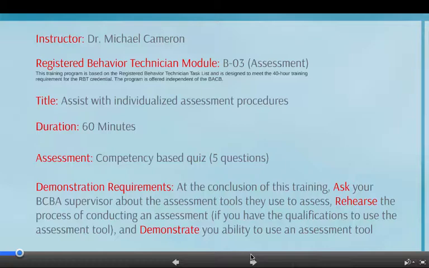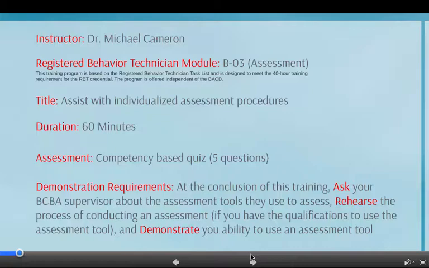designed to meet the 40-hour training requirement for the Registered Behavior Technician credential. And the program is offered independent of the Behavior Analyst Certification Board. The title of this particular presentation is Assist with Individualized Assessment Procedures. The duration, similar to other modules, is 60 minutes, and of course it'll be a competency-based quiz at the end, and that will consist of 5 questions.